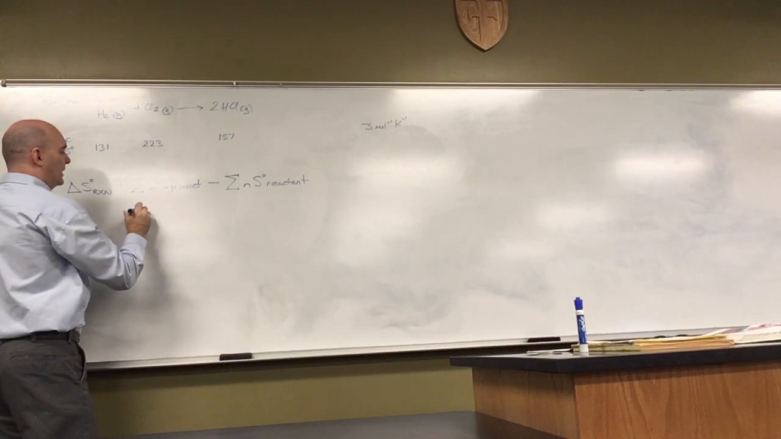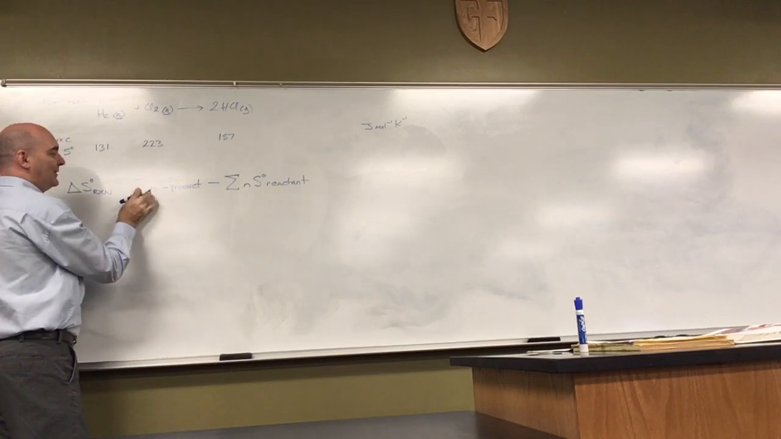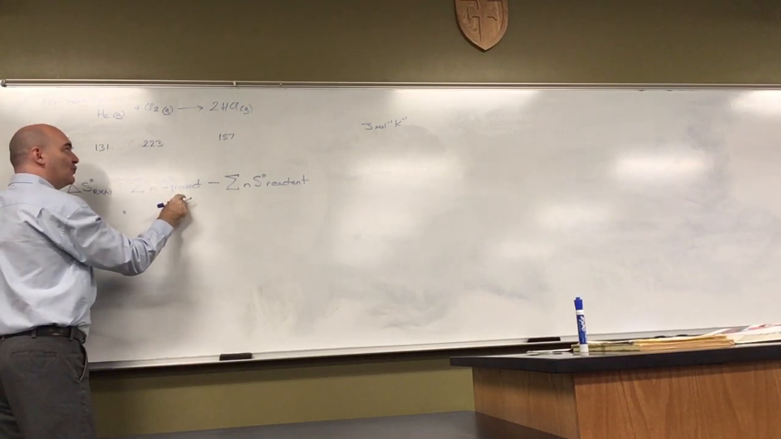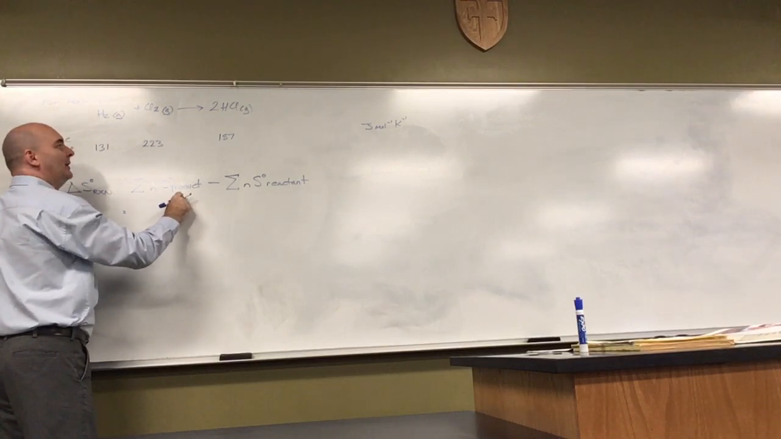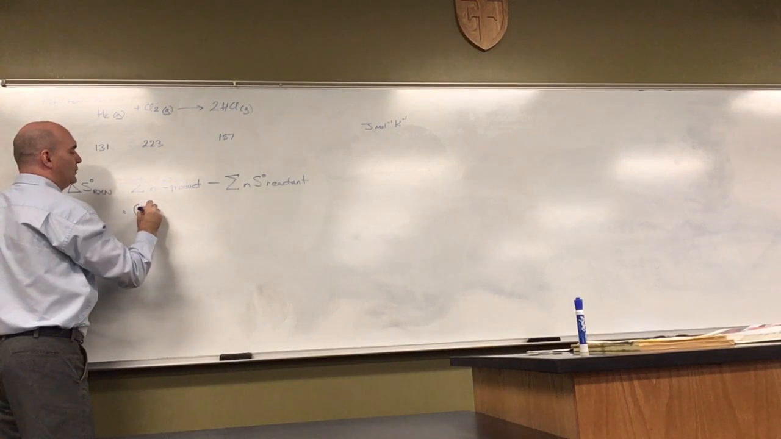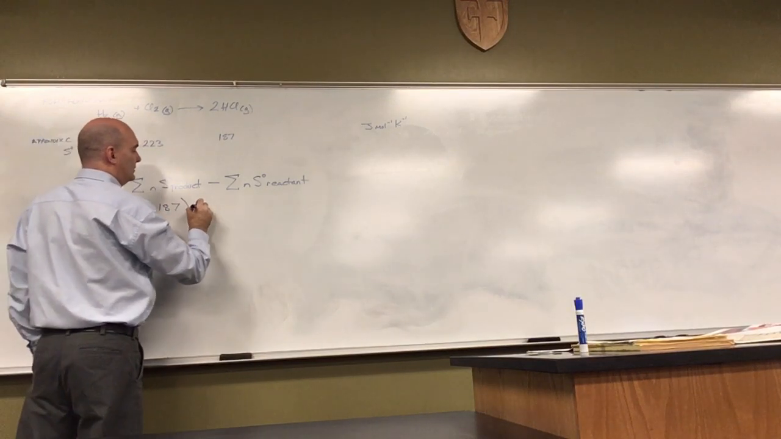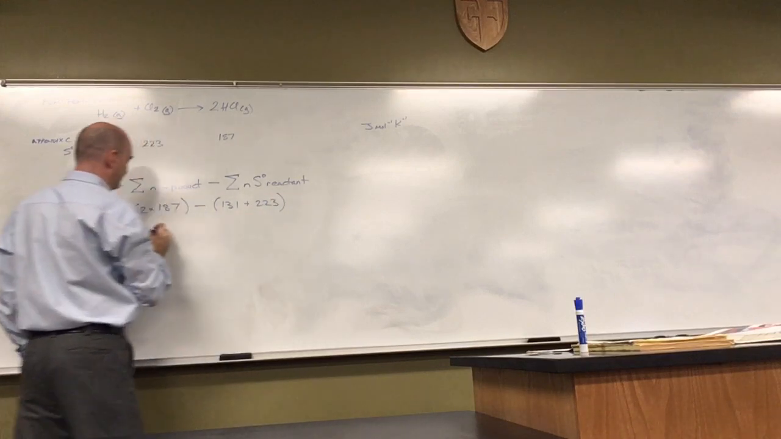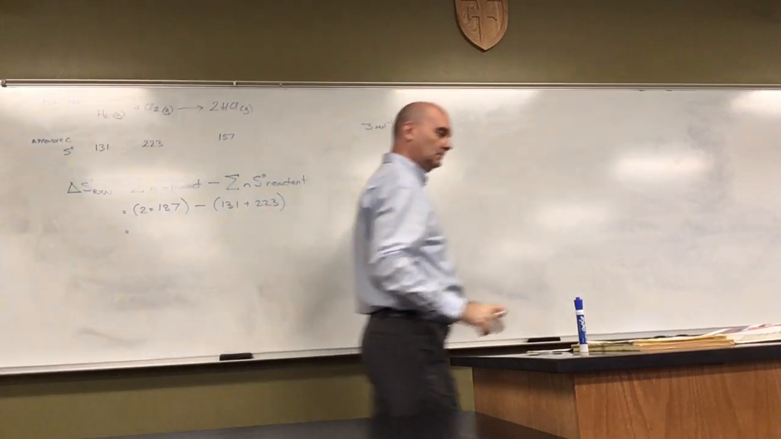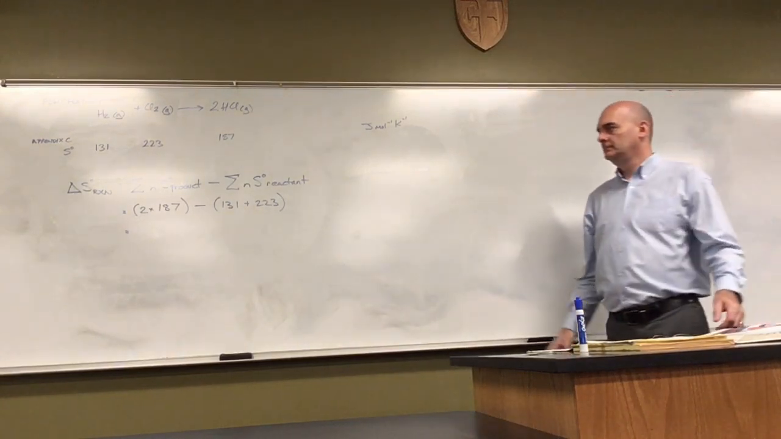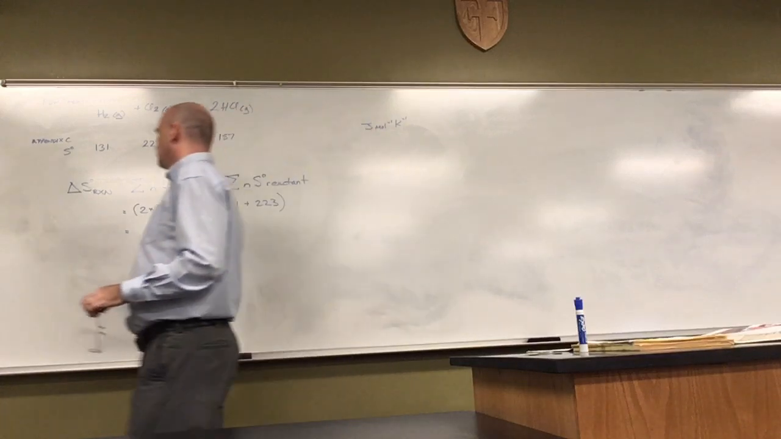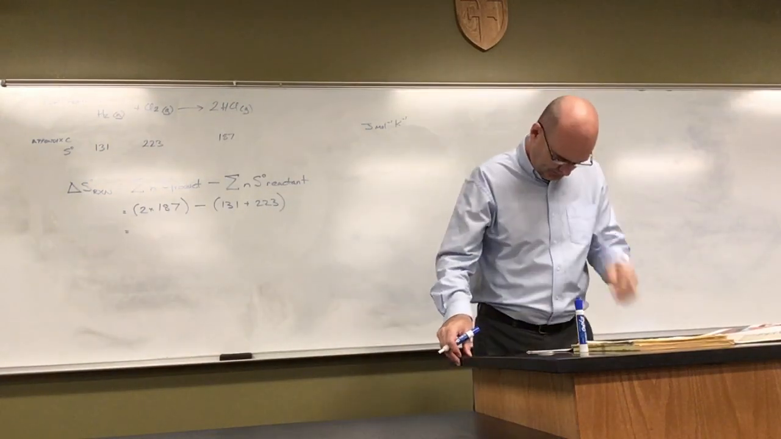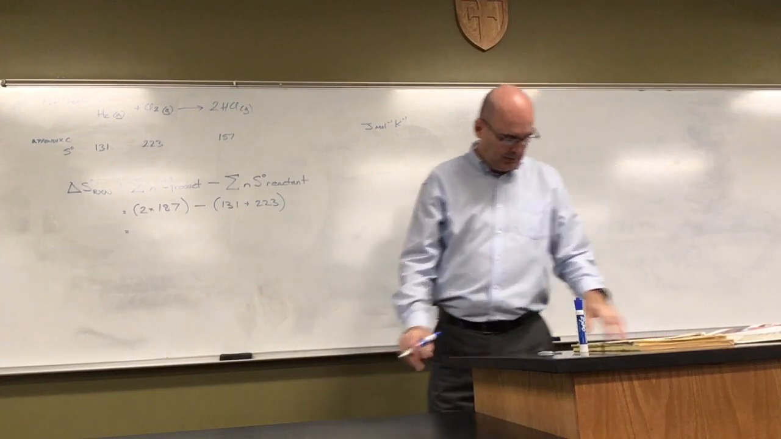So product is all the sum of, just add them up, this just means add the numbers together by how many you've got of the entropy changes, standard entropies of the product. So I've got 2 times 187 minus 131 plus 223. Seven times 2. Don't know if I've got it written down. I probably do. No, I don't.